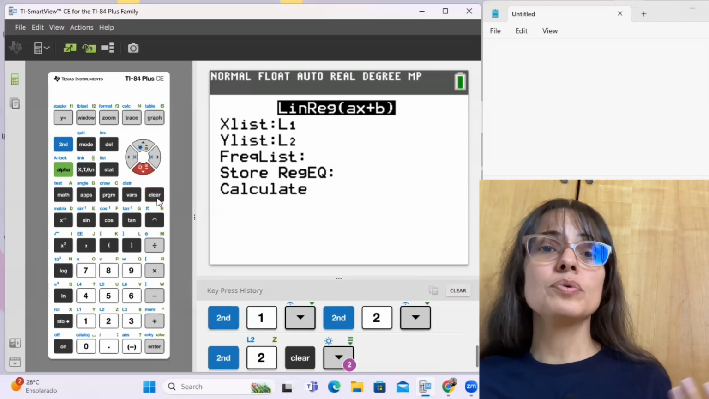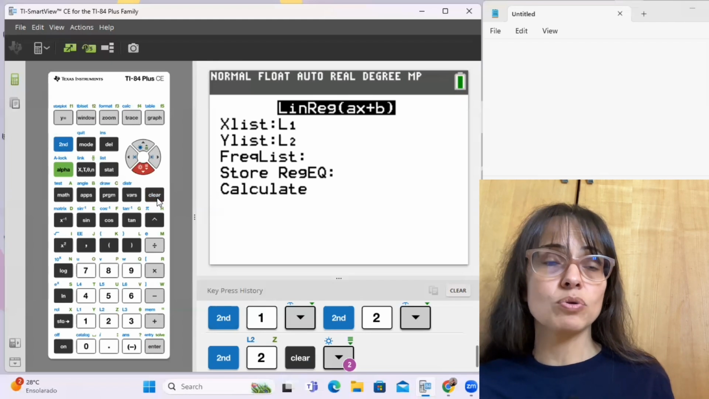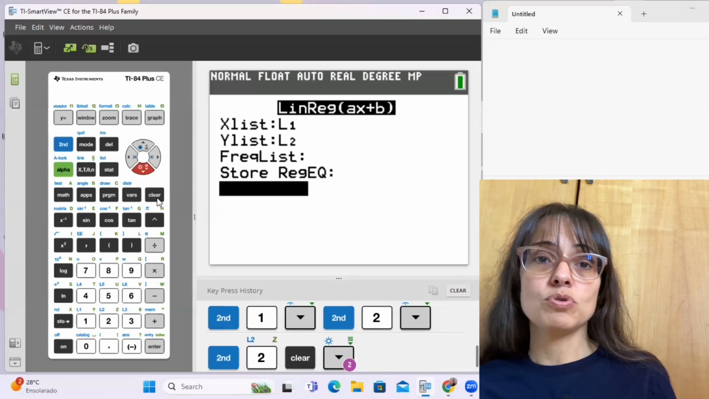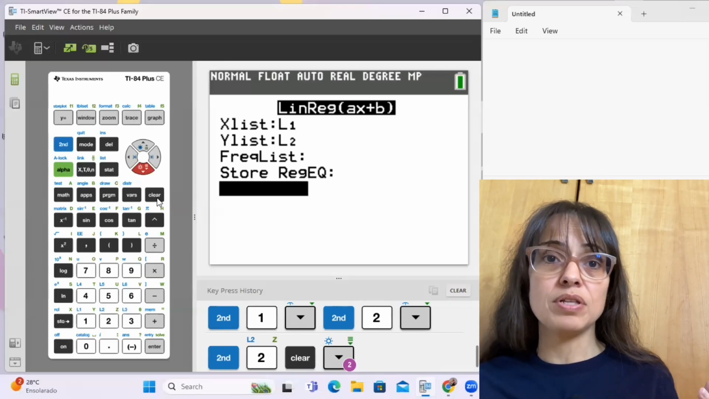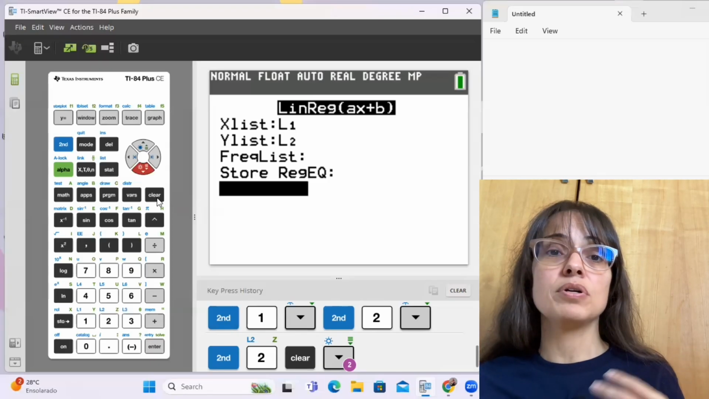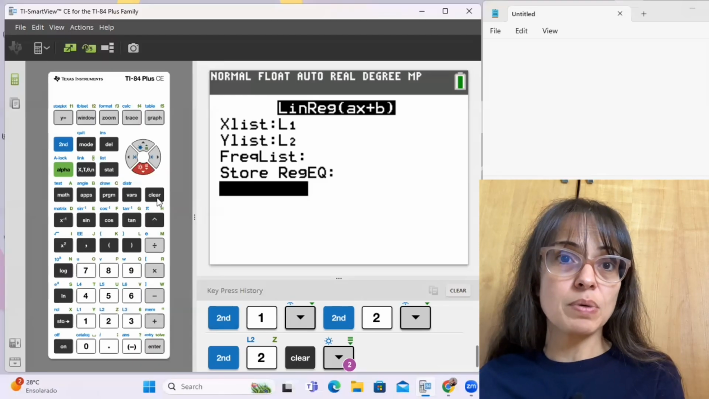Okay, so technically we're ready to come down here and click enter, ask it to calculate the line of best fit. But there is something else that I'm going to want to do first, because the next screen after I click calculate is going to tell me the answer. It's going to tell me y equals ax plus b, where a is this number and b is that number. I can write that down on paper and give it as my answer.